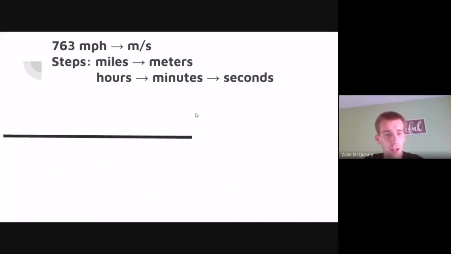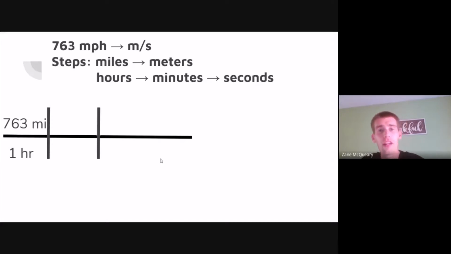Same as always, we're going to draw our train tracks and then list our givens. So in this case, we have 763 miles traveled per hour. So our 763 miles will occupy the numerator, and our denominator will house our hours. So we have 763 miles per 1 hour. That's our ratio. Okay. Now you have a choice at this point. You can either convert miles to meters first, or you can convert hours to seconds. Personally, I like doing miles to meters first because it's my first unit.